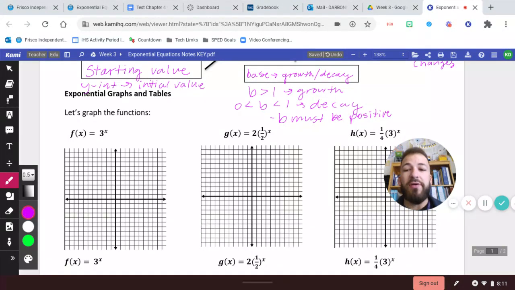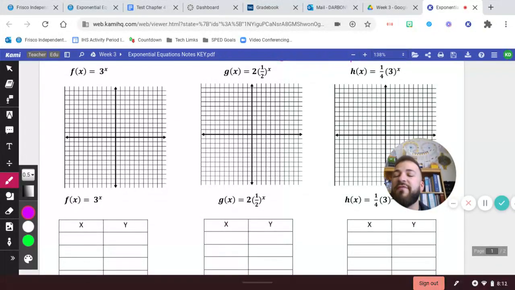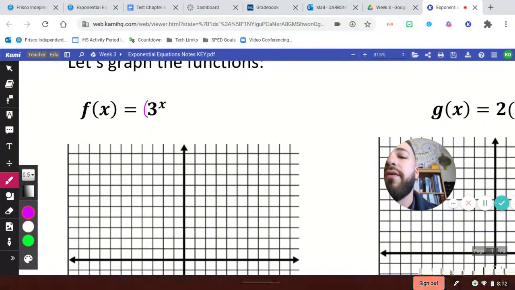Okay, so now let's actually graph some functions, just like we did for our linear functions. We're going to be graphing exponentials, talking about their graphs, all that sort of stuff. So we have three different functions. Let's start out with f of x is equal to 3 to the x. Okay, so just to help kind of make this easier to read, this is 3 to the x. Okay, and we type it in.